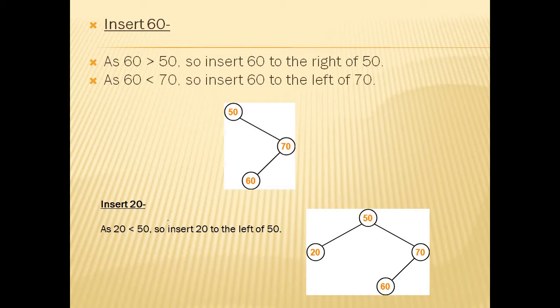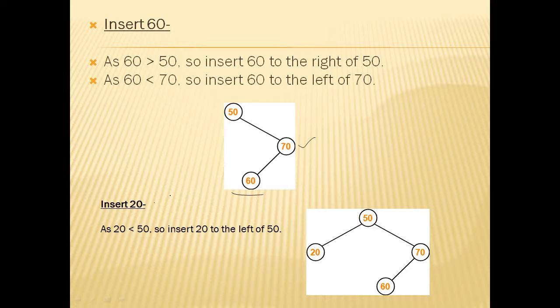The next element is 60. We compare with the root element. 60 is greater than 50, so we go to the right hand side. But 70 is already there on the right, so again we compare 70 with 60. 60 is less than 70, so where do we insert it? On the left hand side. So we inserted 60 on the left of 70. We perform the same for every element.